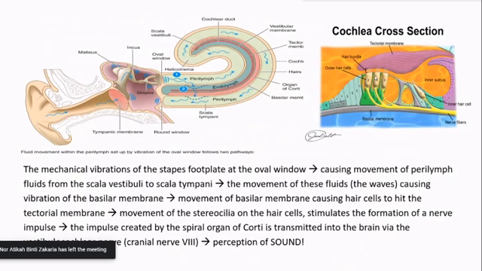This is what I said. The mechanical movement of the ossicles in the middle ear is transmitted to the cochlea, causing movement of the fluid in the cochlea, and the shearing effect on the basilar membrane causes the impulse to be changed into electrical energy, which is then perceived as sound by the brain.